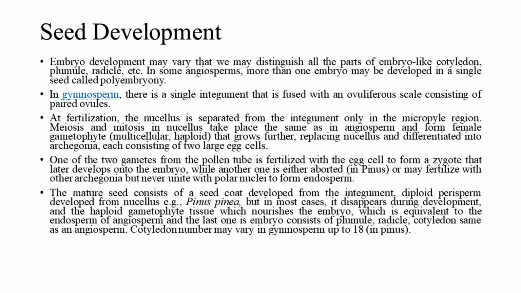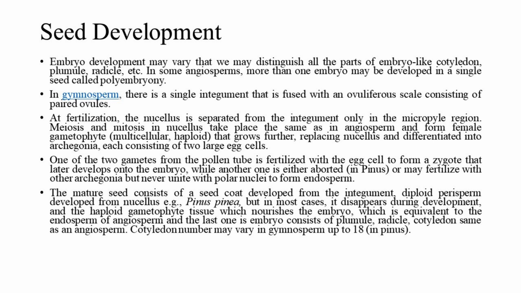One of the 2 gametes from the pollen tube fertilizes the egg cell to form a zygote that later develops into the embryo, while the other is either aborted, in Pinus, or may fertilize other archegonia, but never unites with polar nuclei to form endosperm.